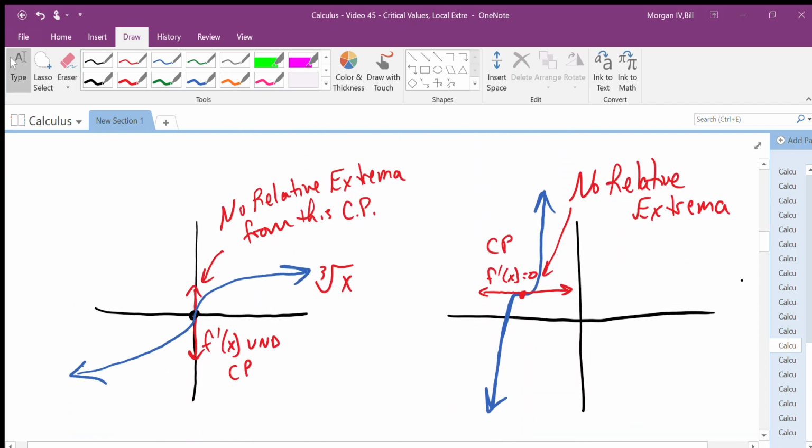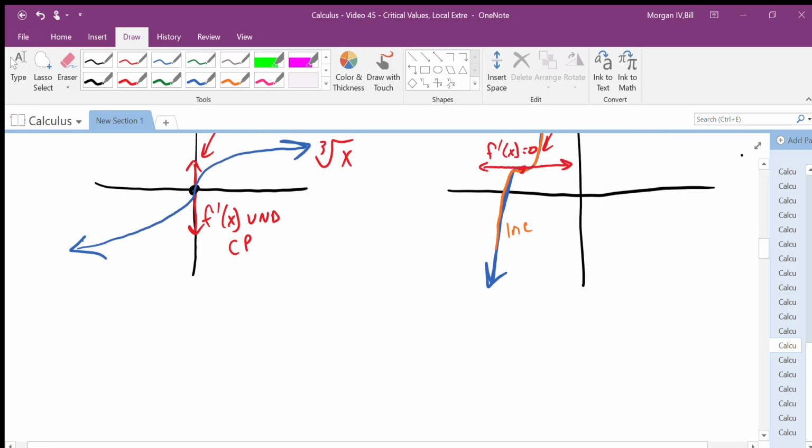Sometimes in a curve, like the one on the right here, we go from increasing to increasing. On both sides of this point, the graph is increasing and then it's increasing. Because it's increasing and increasing on both sides, we get no relative extrema. Increasing to decreasing, relative max. Decreasing to increasing, relative min. Increasing to increasing, not a relative extrema. Or decreasing to decreasing, not a relative extrema.